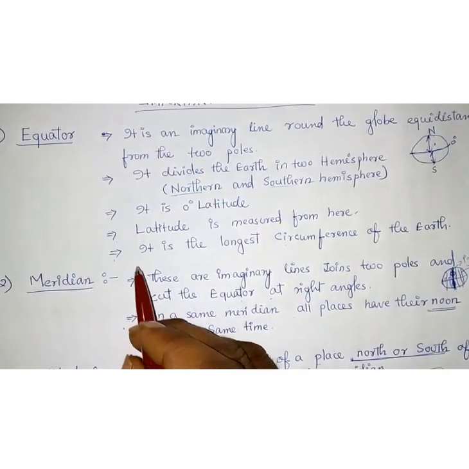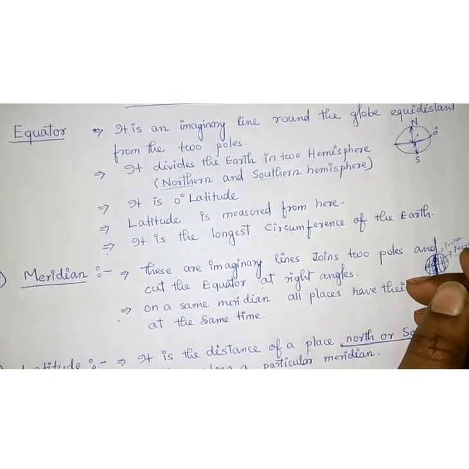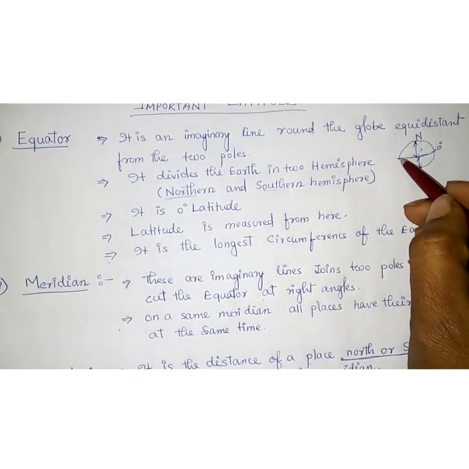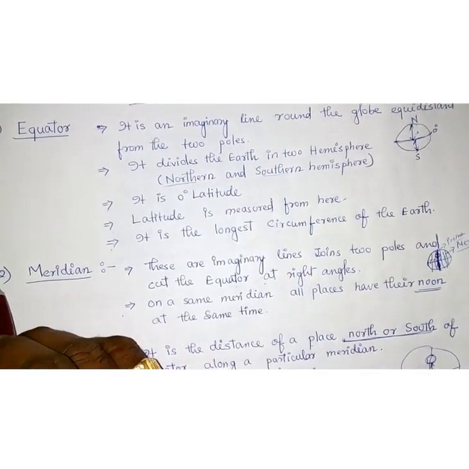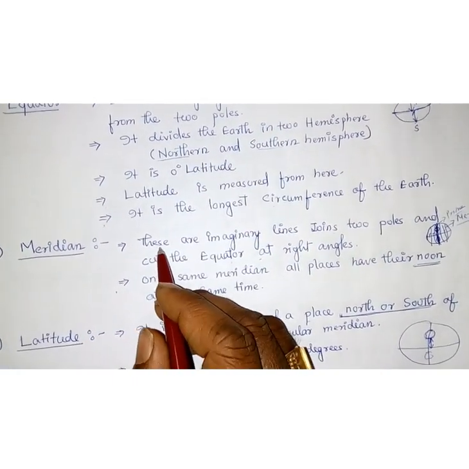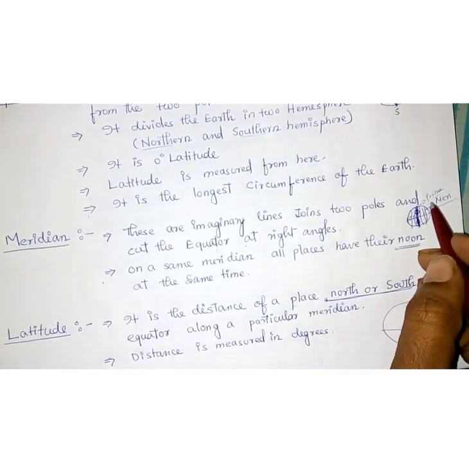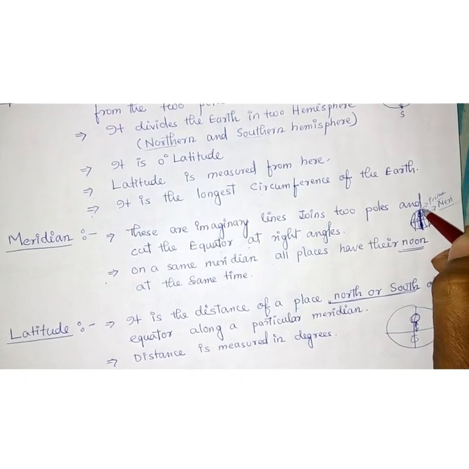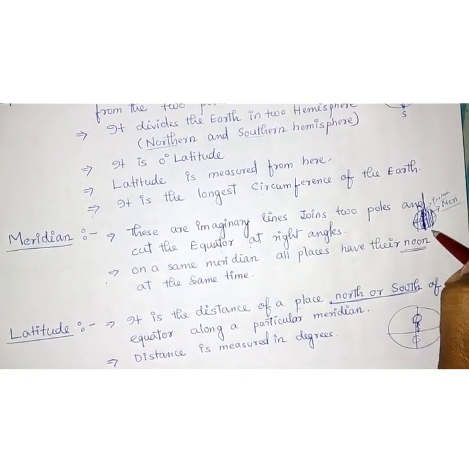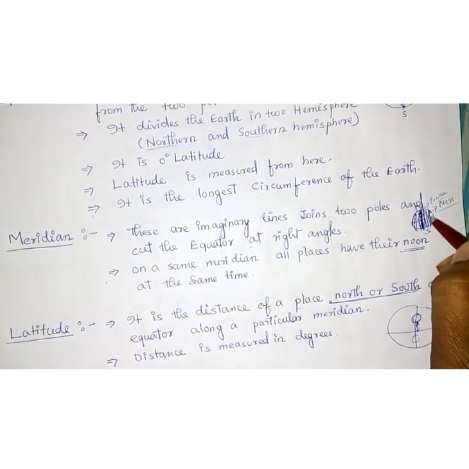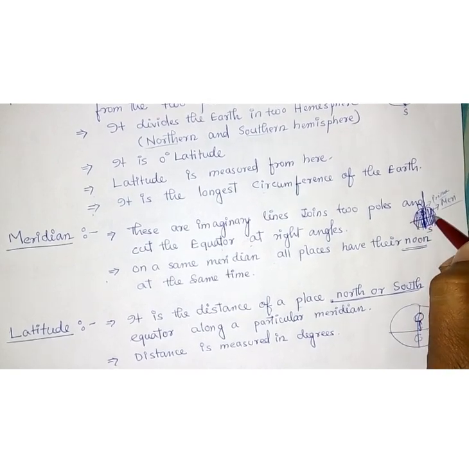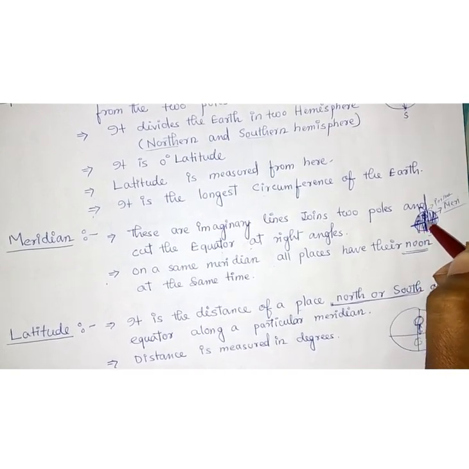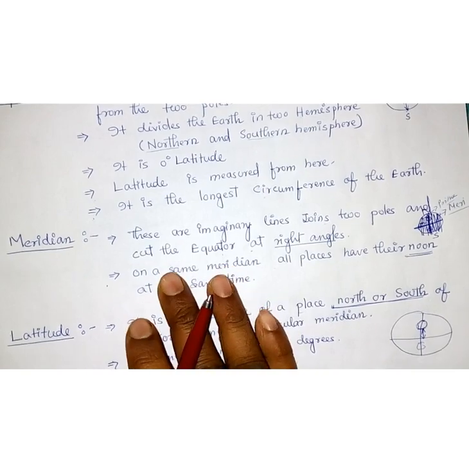It is also the longest circumference of the earth. Next one is the meridian. These are imaginary lines that join the two poles, that is the North Pole and the South Pole, and cut the equator at 90 degrees, that is, right angles.